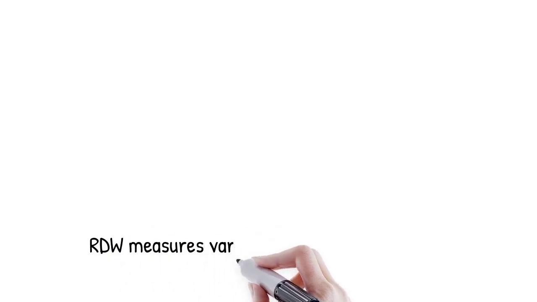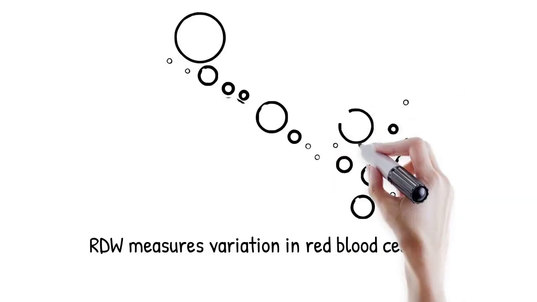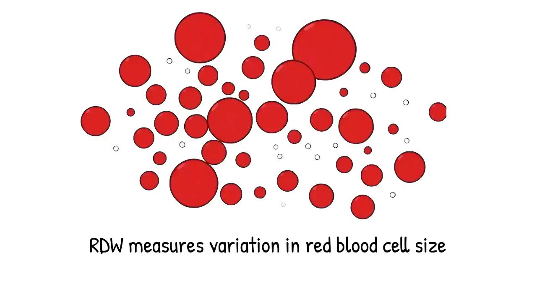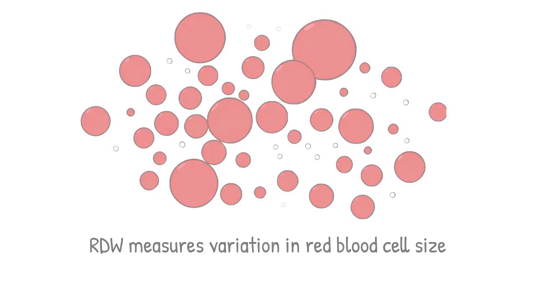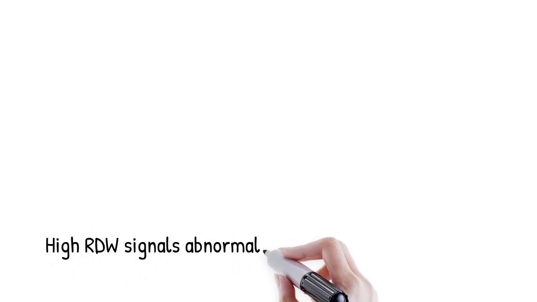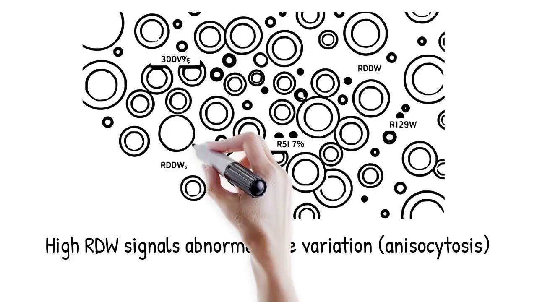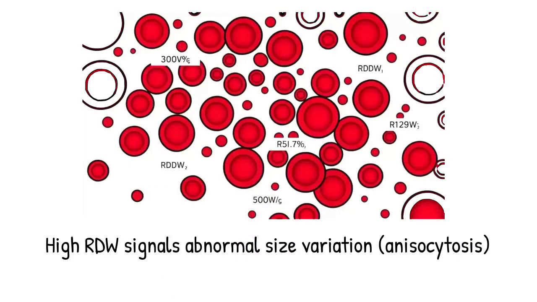The fourth index is the red cell distribution width, or RDW. The RDW quantifies the degree of variation in the size of red blood cells within a blood sample. In a healthy individual, red cells are fairly uniform in size. When pathology is present, that uniformity breaks down. You get a heterogeneous population of red cells of varying sizes, a condition we call anisocytosis. The RDW captures this variation numerically.